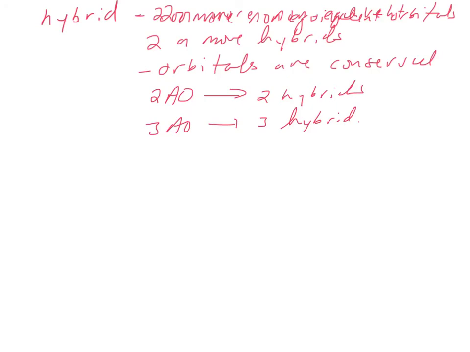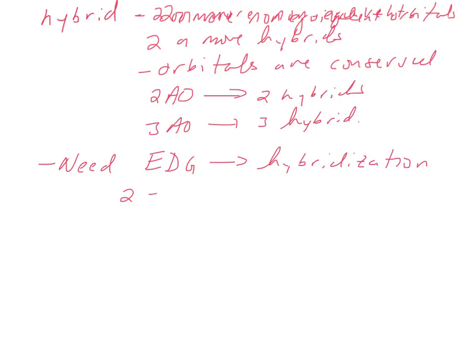In order to determine the hybridization of the central atom, you need to know your electron domain geometry. The electron domain geometry tells you the hybridization. If you have an electron domain geometry with 2, you have an sp situation. 3, sp2, 4, sp3, 5, sp3d, and 6, sp3d2.